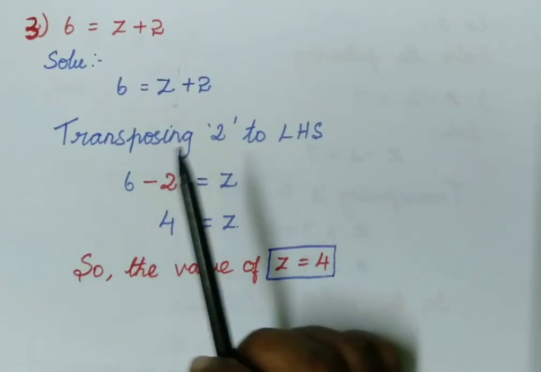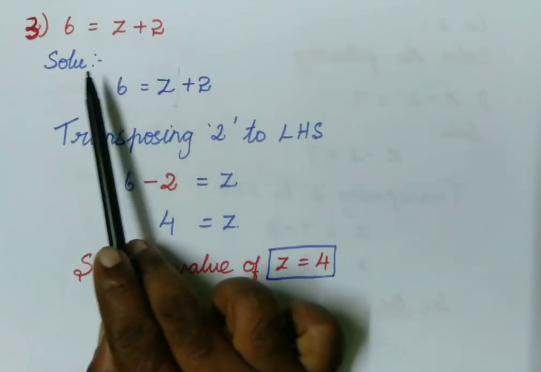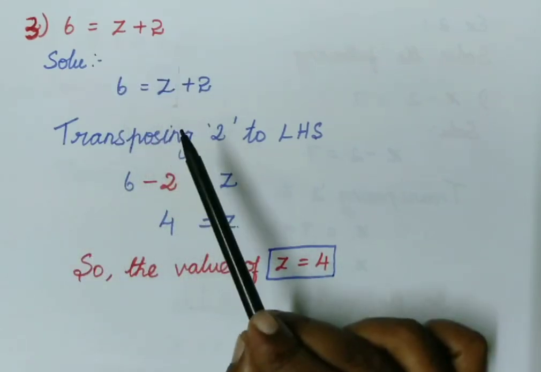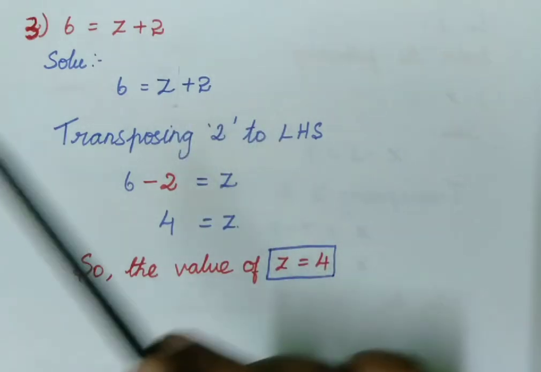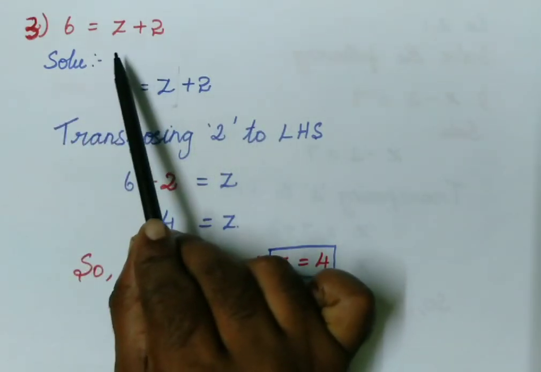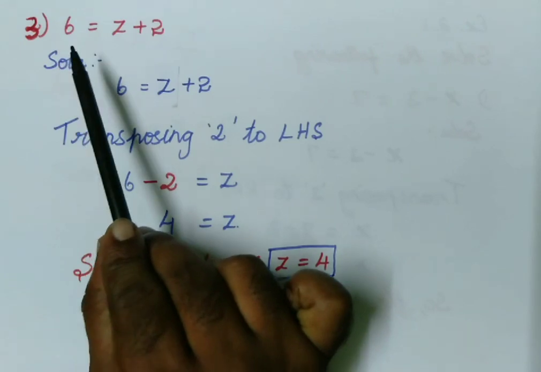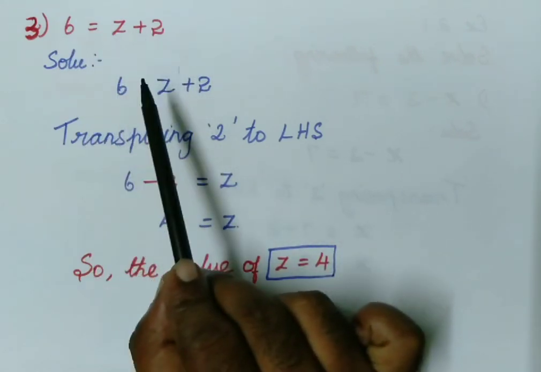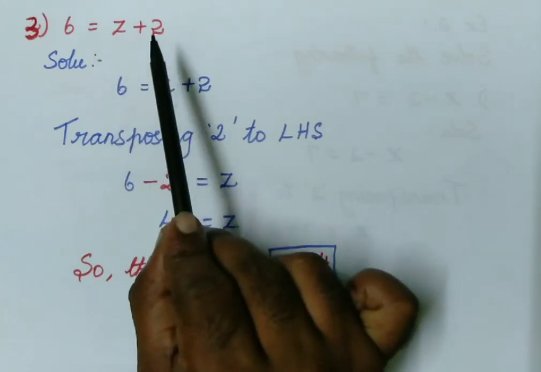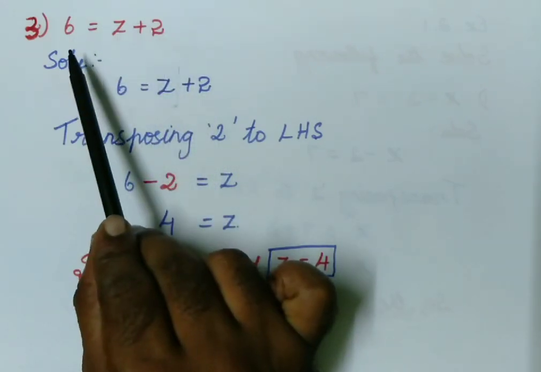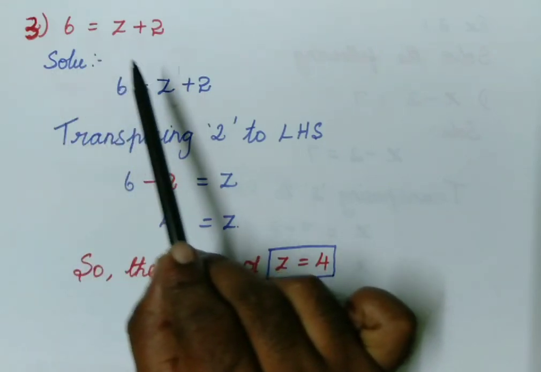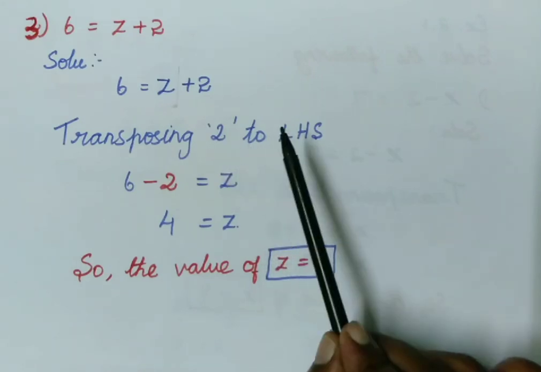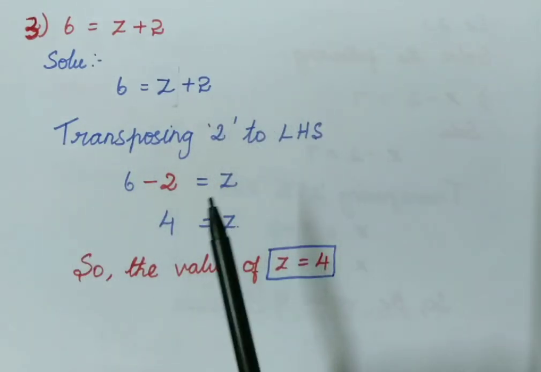Similarly, let us solve the third sum. 6 equals z plus 2. What is the difference between the first sum and the third sum? Yes, in the first sum we had the expression in the left hand side and the constant term in the right hand side. But here what do we have? Expression in the right hand side and constant term in the left hand side. So don't worry, the same method is to be followed so that you will get the answer easily.